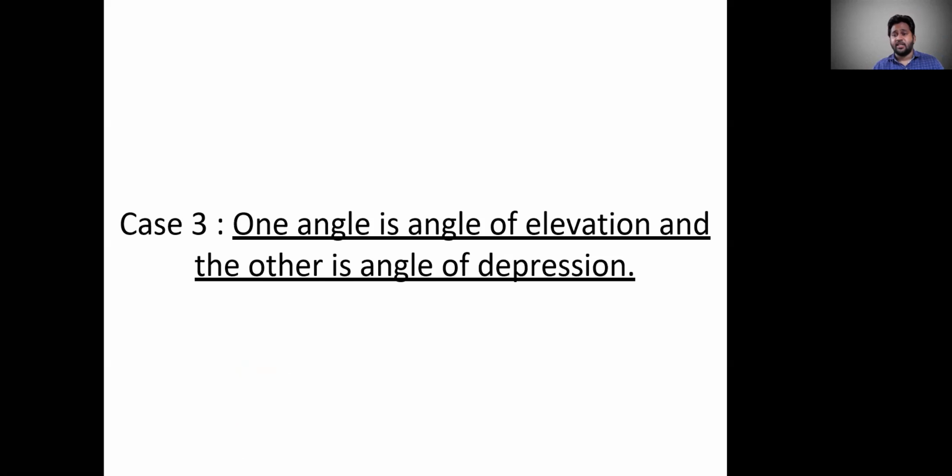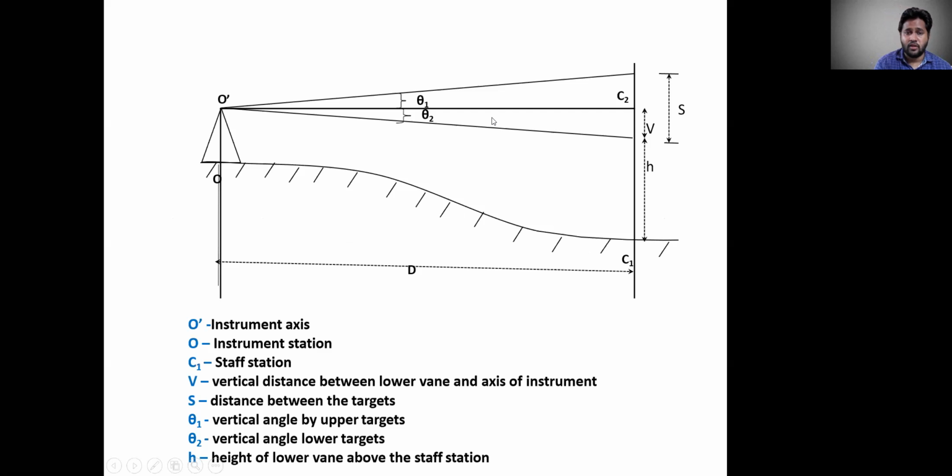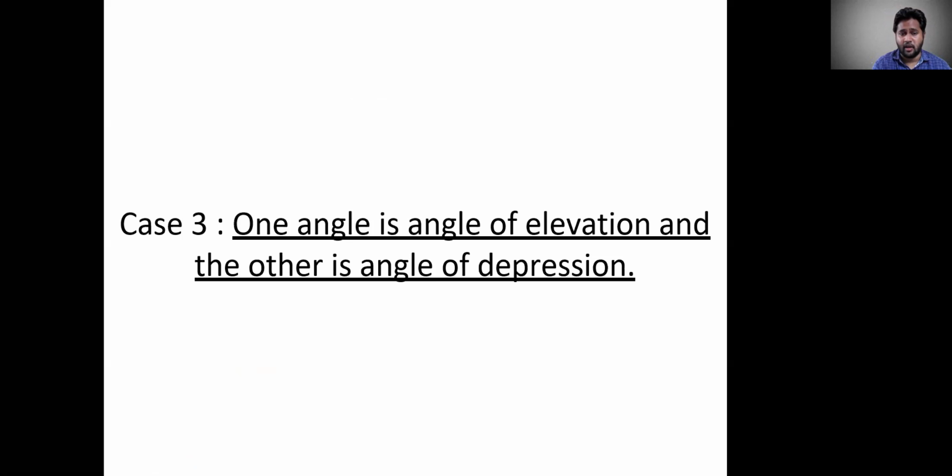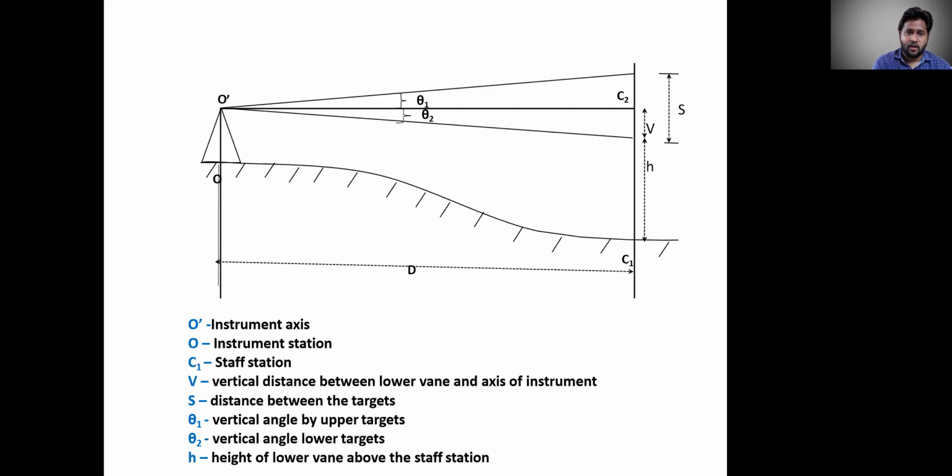If you observe the first case, both the points are at elevation. In the second case, both the points are at depression. But in the third case, one point is at elevation and another point is at depression. Now we'll see how to solve these angles when this type of situation occurs. See here also, the pattern will not change.